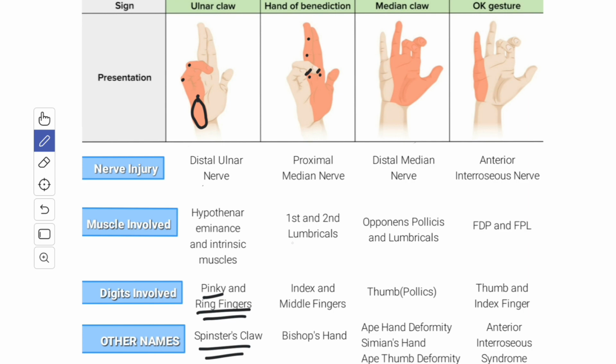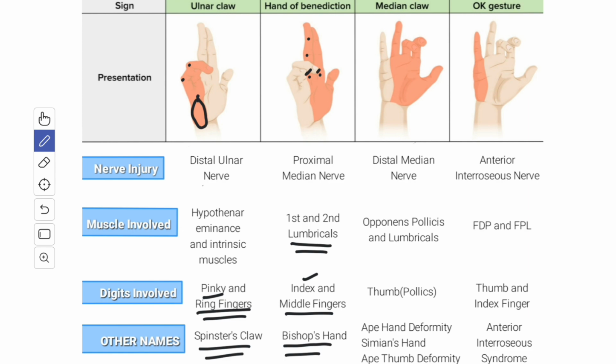The lumbricals will be affected in case of hand of benediction. The index finger and the middle finger are involved. It has a bishop-like configuration, so it is also known as the bishop's hand.